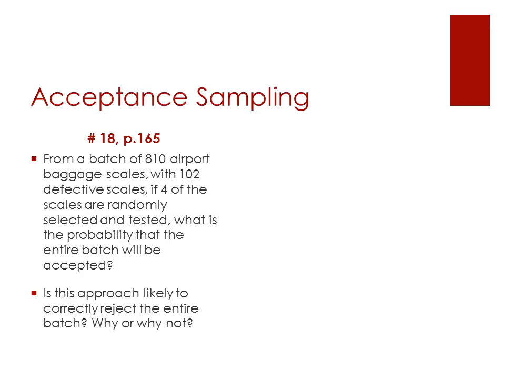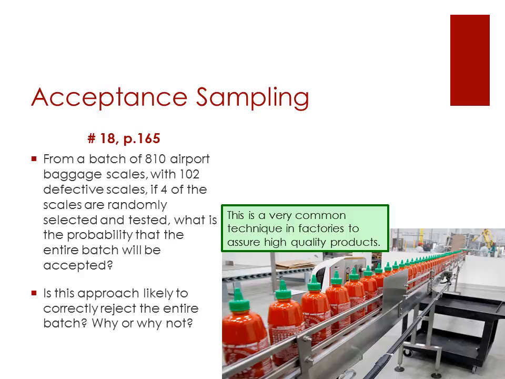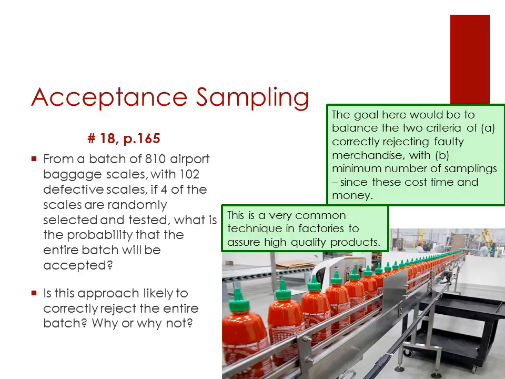All right, in this section, we're going to be looking at acceptance sampling. Now, acceptance sampling is a technique of pulling a certain number of items from a larger set and being able to make an accurate assessment about the quality of that entire set. This is, in fact, a very common technique in factories to assure high-quality products, where they're pulling a certain number of them off the production line and then using them to make an assessment on the overall quality of the larger set. So the goal here is balancing two different criteria.